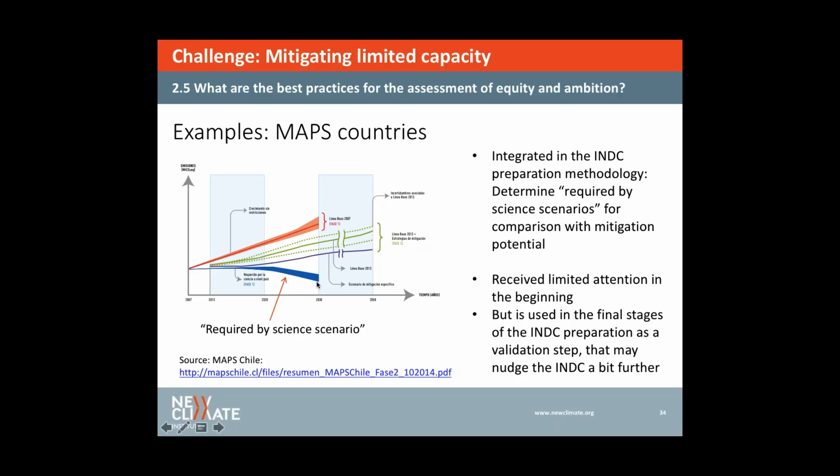It's interesting to see here that it has received limited attention in the beginning, that in this case the people involved were very much interested in the reduction potential, so what can be done really bottom up, and some kind of a top-down required by science was not so interesting. But now that there is a draft INDC, it's compared to this required by science scenario. Maybe this comparison can then, still in the final phases of putting the INDC forward, nudge the INDC a little bit further in a certain direction.